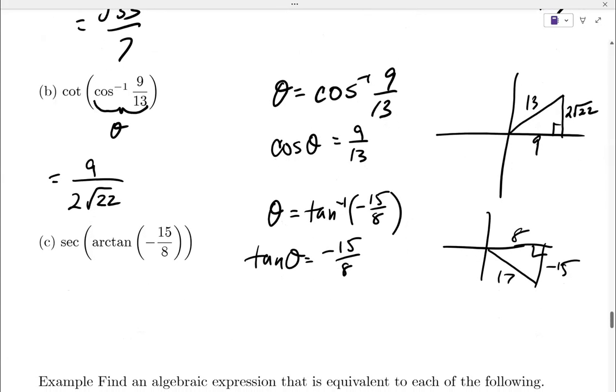And we want secant of theta, right? So what's the value going to be? 17 over 8. Good, 17 over 8. Good, 1 over the cosine.